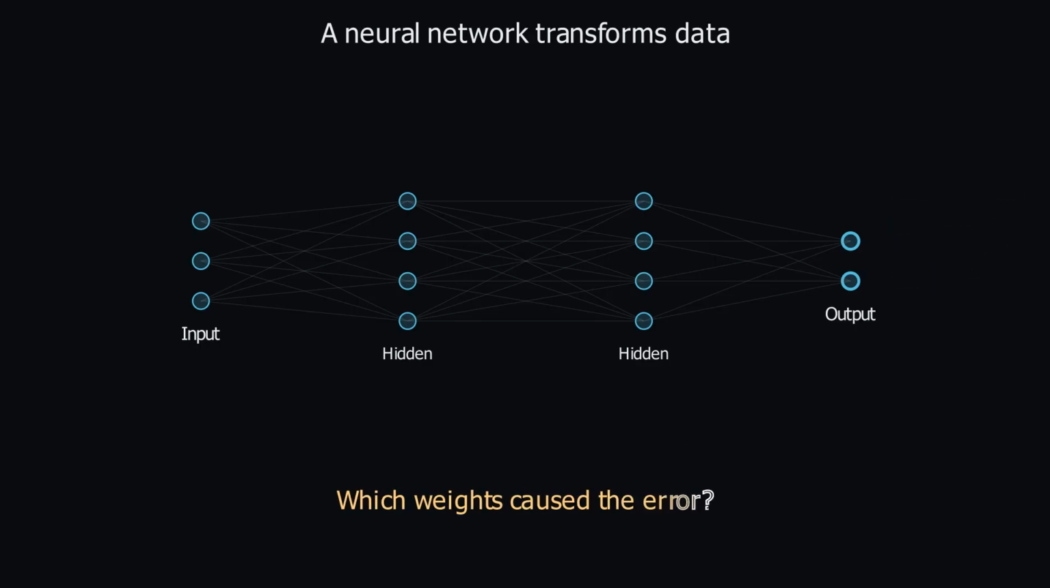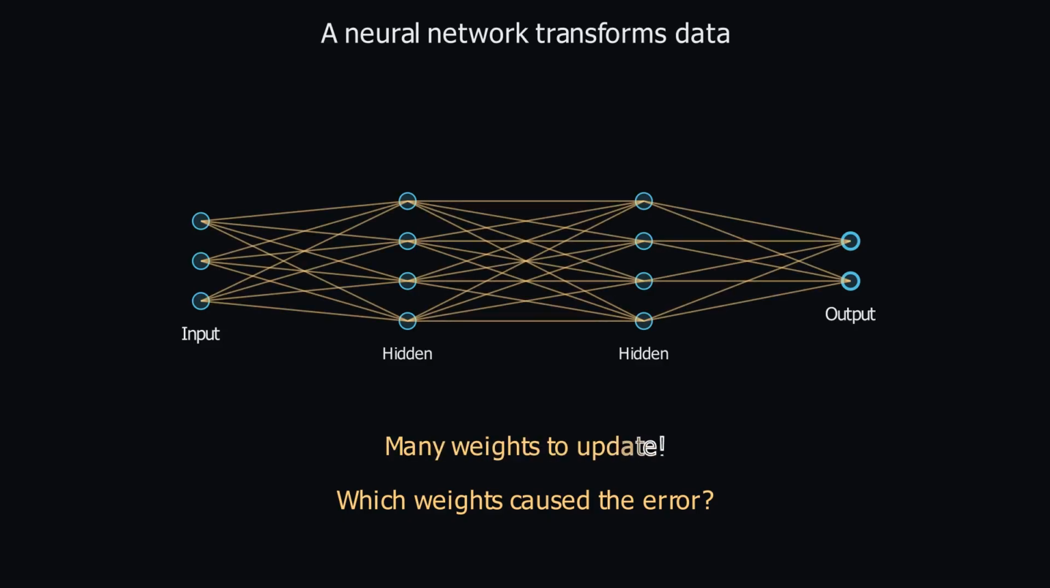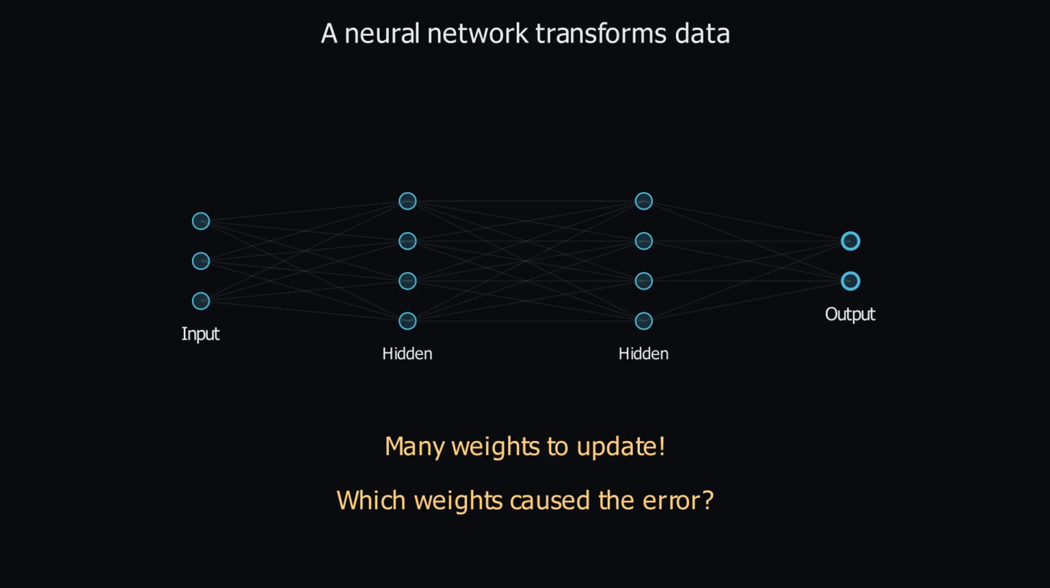Now here's the key question. Which weights cause this error? We need to compute the gradient of the loss with respect to every weight. There are dozens of weights in even this small network. Computing each gradient separately would be extremely inefficient. Backpropagation solves this elegantly. It computes all gradients in one backward pass through the network.